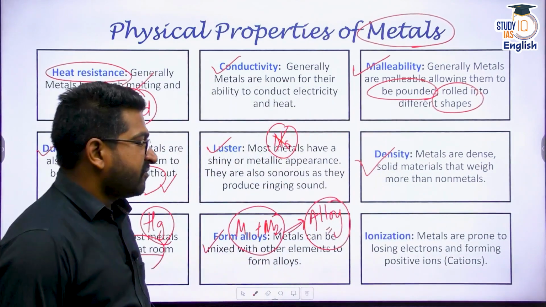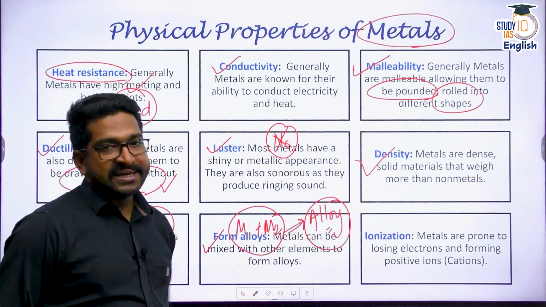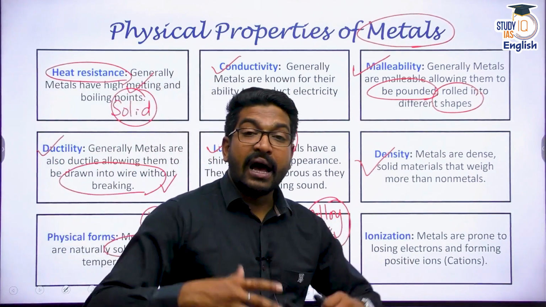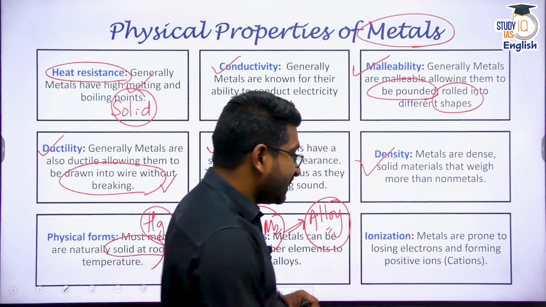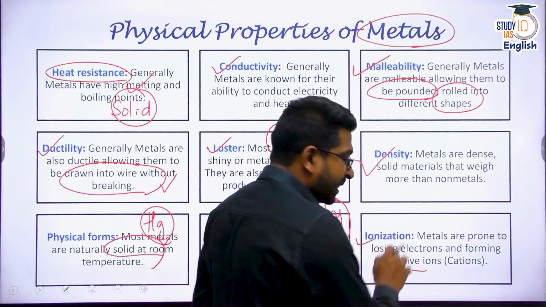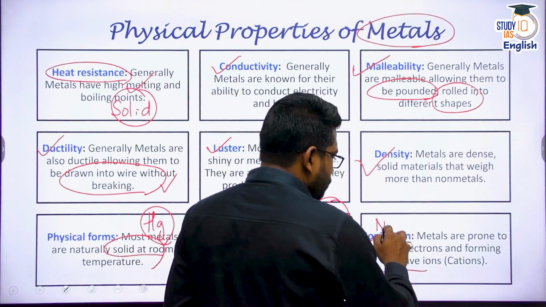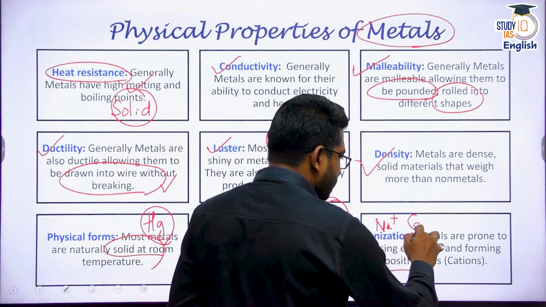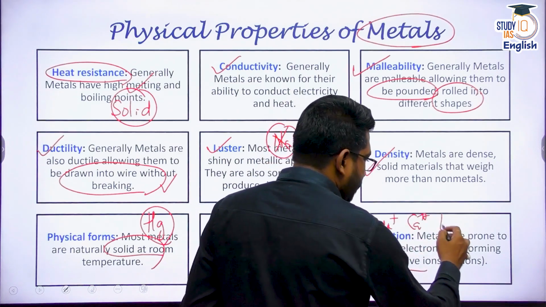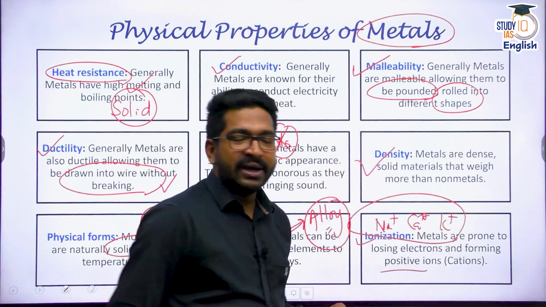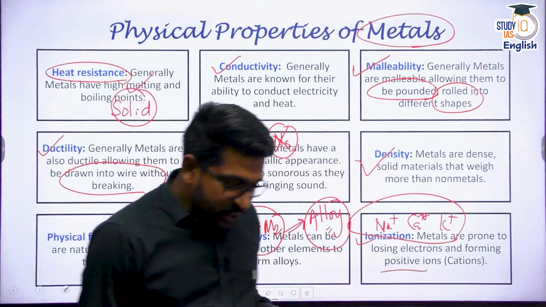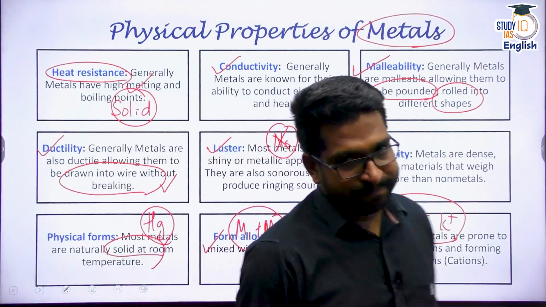Apart from that, when we talk about ionization, when the metals are ionized, when they are in ion state, they lead to positive ions or cations. The example is sodium ion, Na+. There is calcium ion. Then there is potassium ion, K+. You can talk about cations being created because of metal ionization.